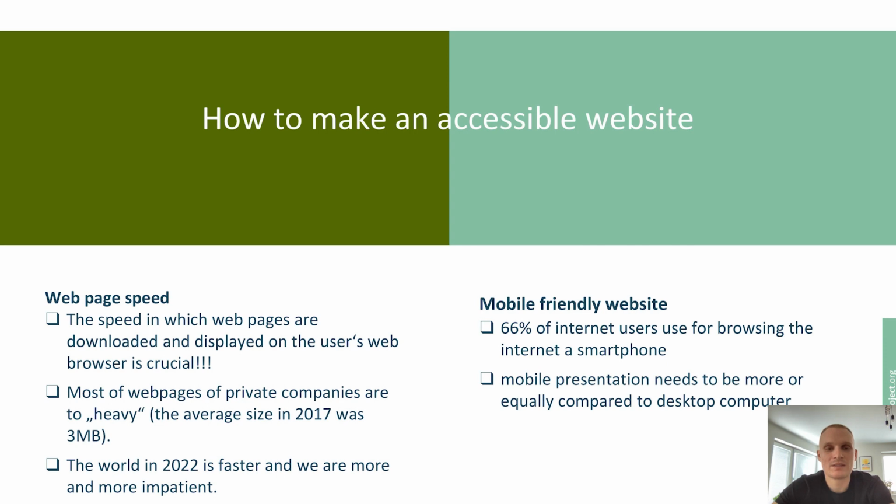Web page speed, the speed at which web pages are downloaded and displayed in the user's web browser, is crucial. Most web pages of private companies are so heavy. The average size in 2017 was 3 megabytes. The world in 2022 is faster and we are more and more impatient.